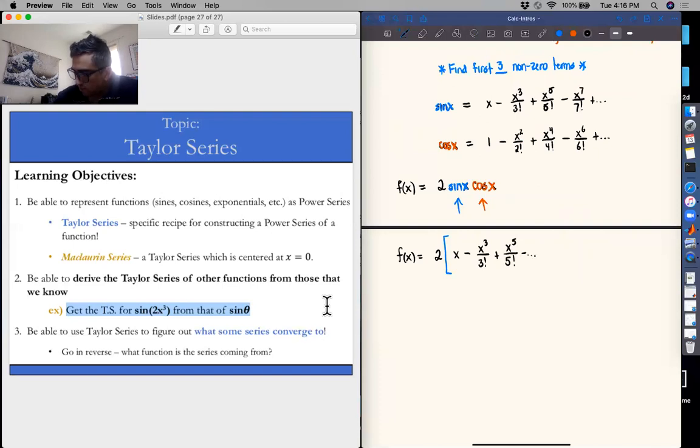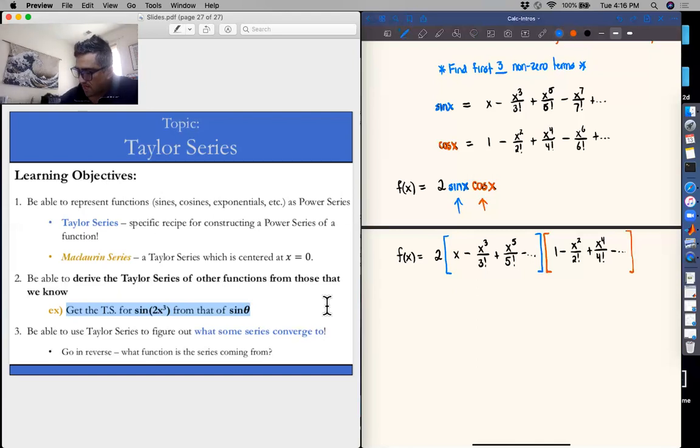And if we need more terms, we can always add them later. And then we have the series for cosine. The first couple terms of that series: 1 minus x squared over 2 factorial, plus x to the 4th over 4 factorial. And again, we could add more terms if we need them later on.